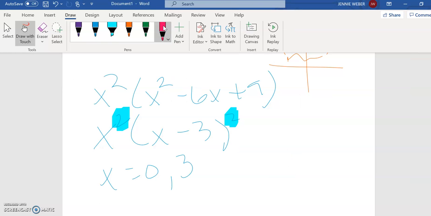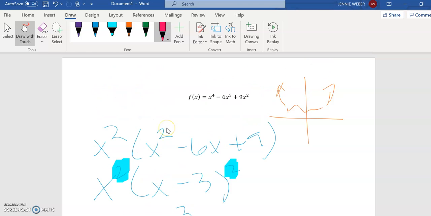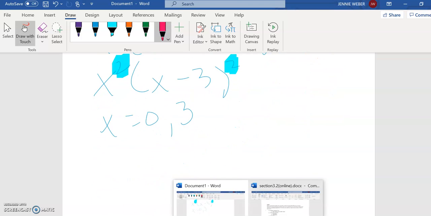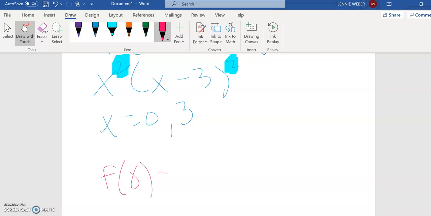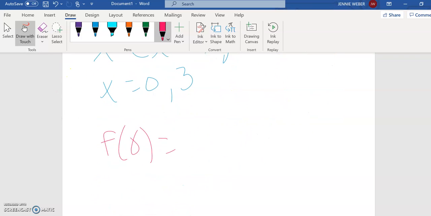Then the y-intercept, so I need to find the y-intercept as well. So f of 0, well, I'm going to get 0. So that means I have a point of (0, 0).